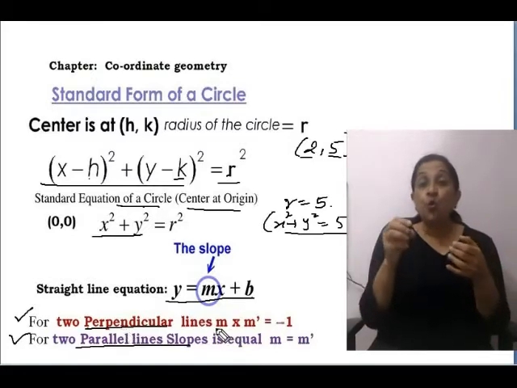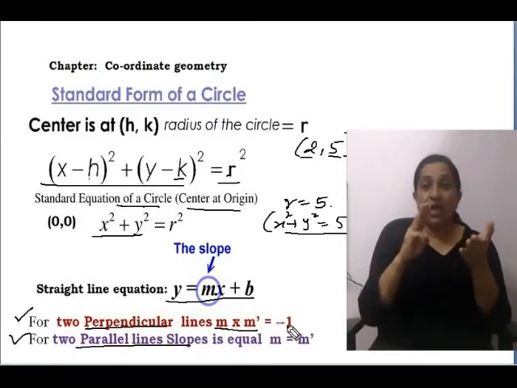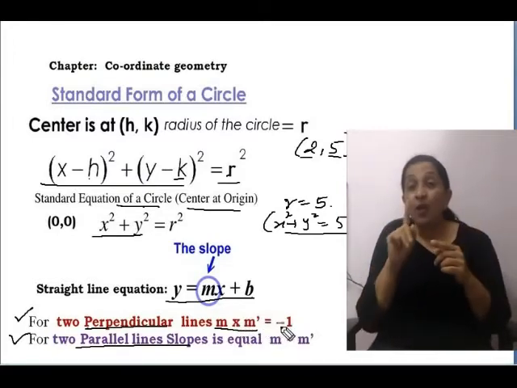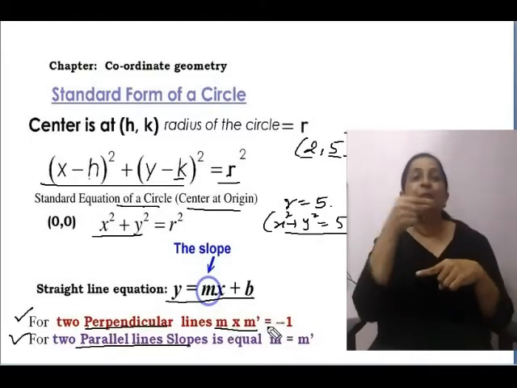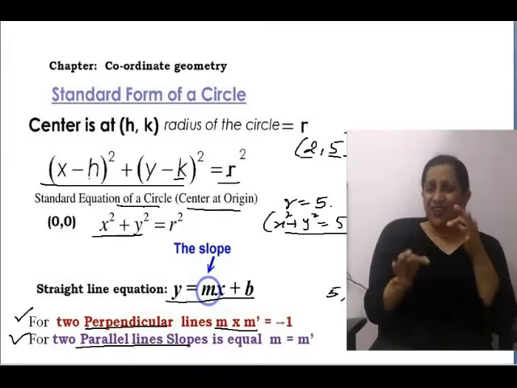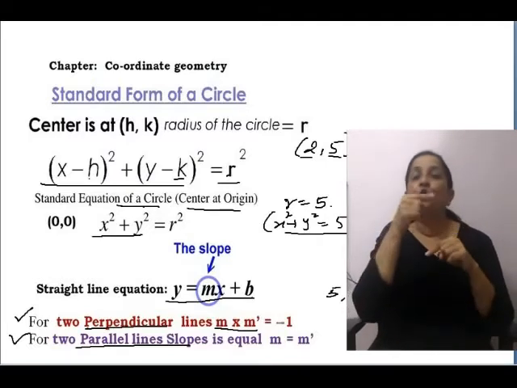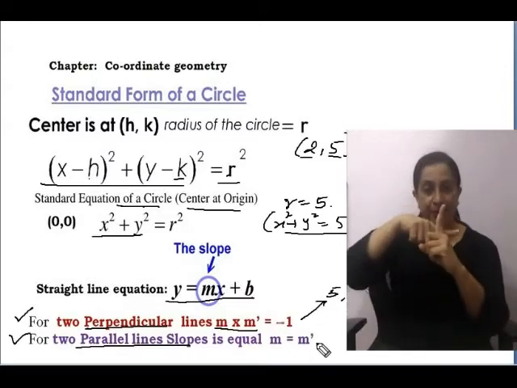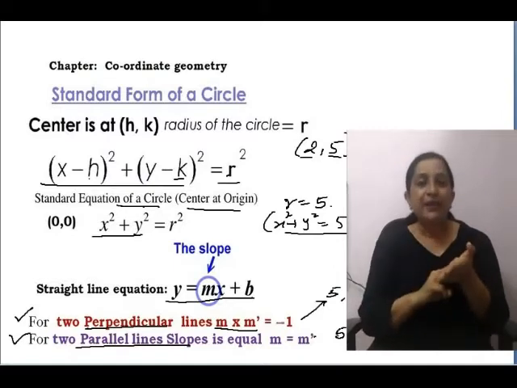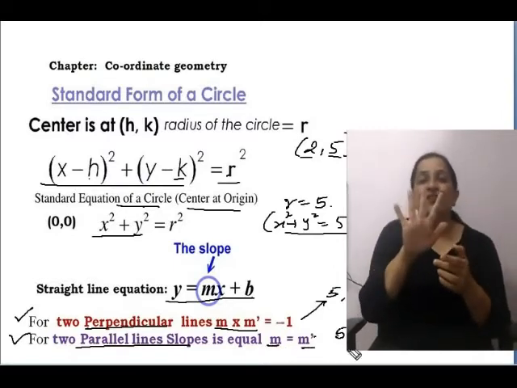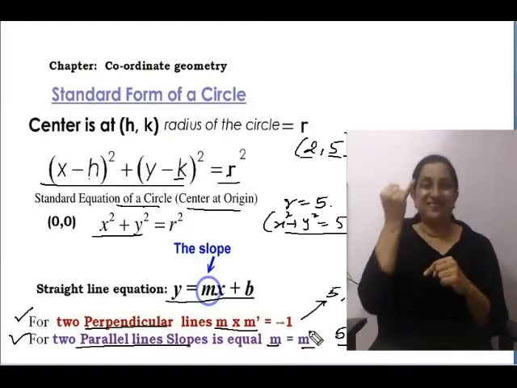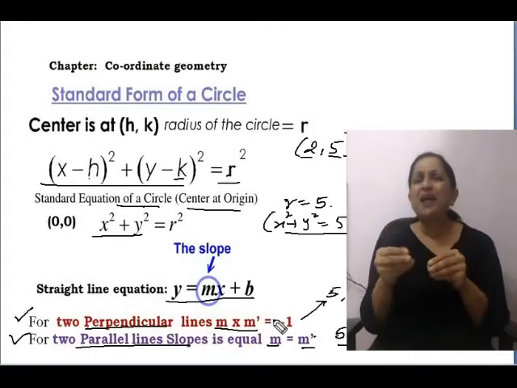If it is perpendicular, then of the two lines, if one slope is positive, the other one will be minus of that. That is, m m dash equals minus 1. If one is 5, then the other will be minus 1 by 5 when they are perpendicular. Okay, and if they are parallel, then if one is 5, the other one also is equal to 5. Okay, m and m dash are equal when they are parallel. So if you remember this concept, then you simply have to put the values and find the equation of the straight line.